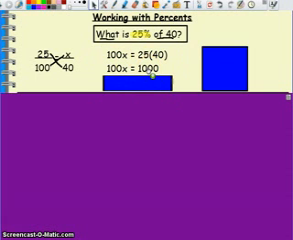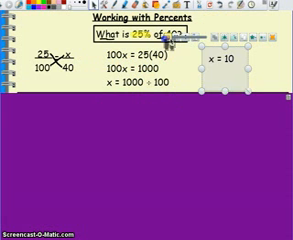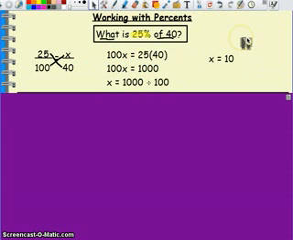In order to keep the equation balanced and isolate the variable, I need to use inverse operations. If I divide both sides by 100 so that we can isolate the variable x, we can then find its value. So x is going to be 1,000 divided by 100. And 1,000 divided by 100 is 10. So the answer to what is 25% of 40 is 10. 10 is 25% of 40. Let's look at the next example.